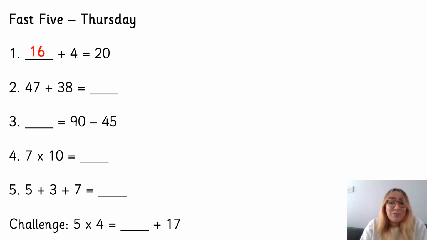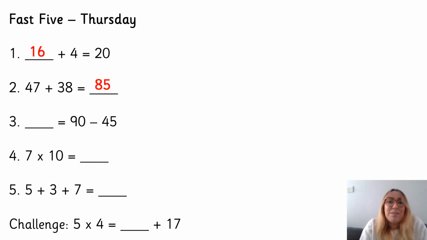The last way you could have done, if you're a super whizzy mathematician, you might have seen that you could take 2 from the 47 and give it to the 38, which gives you 40. And then you would have had 45, add 40, which gives you 85.